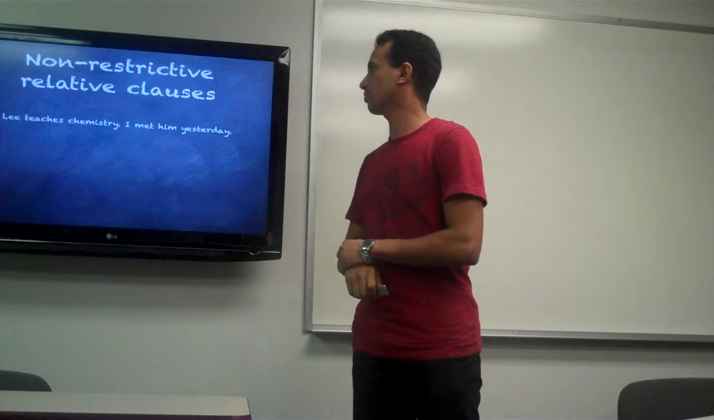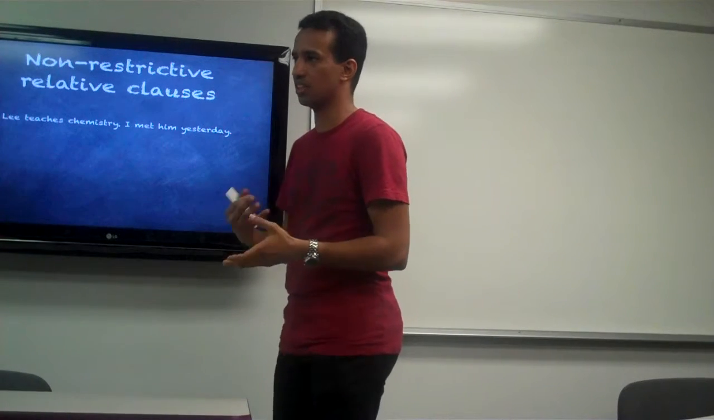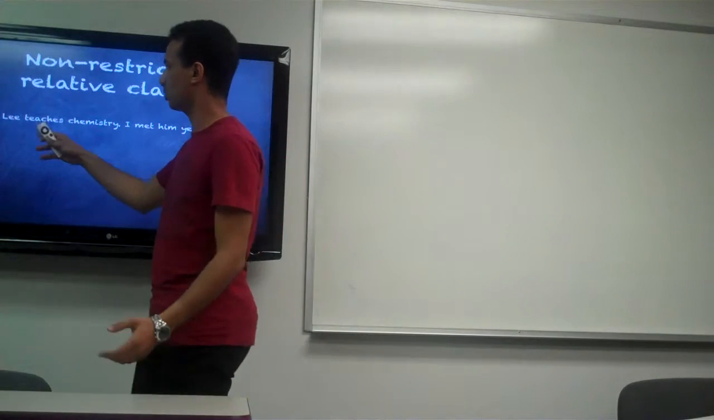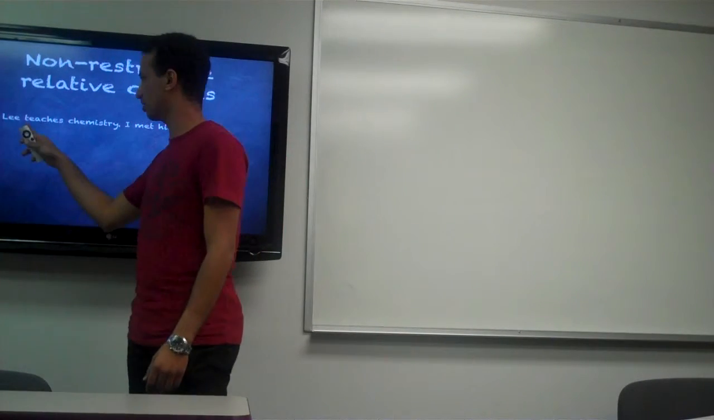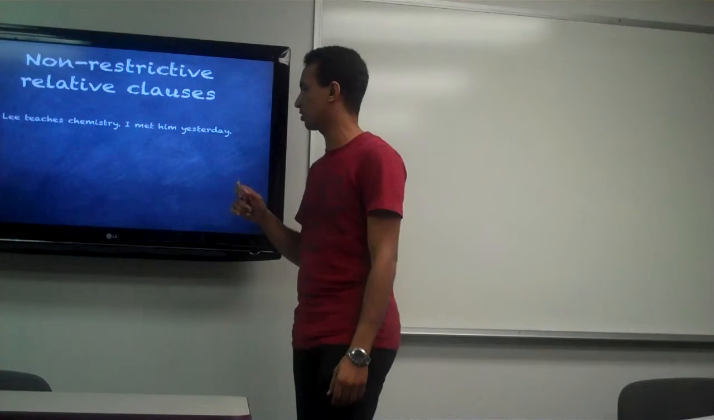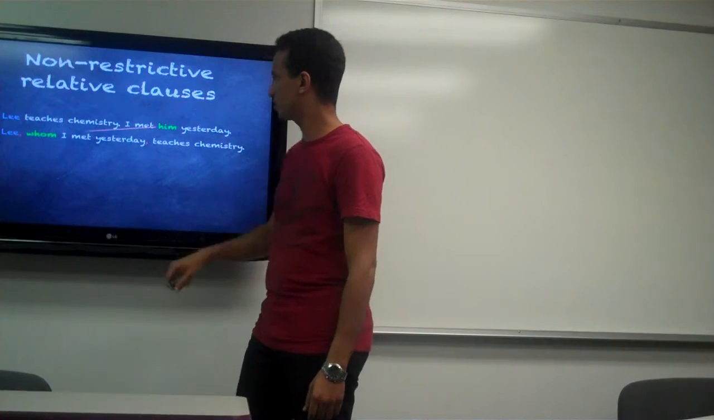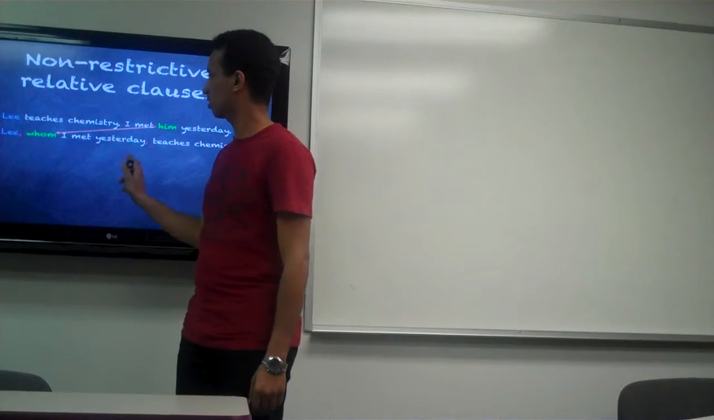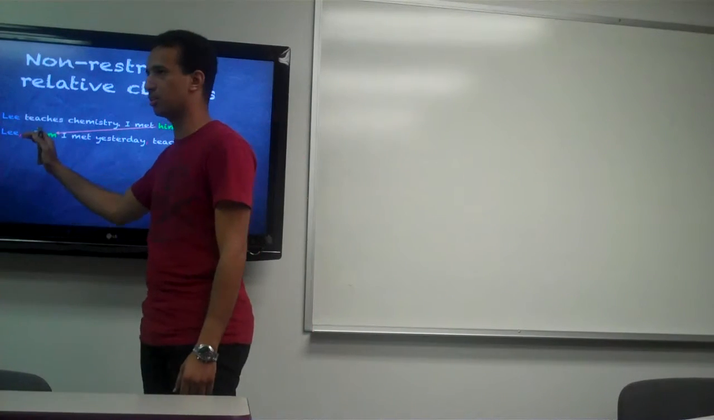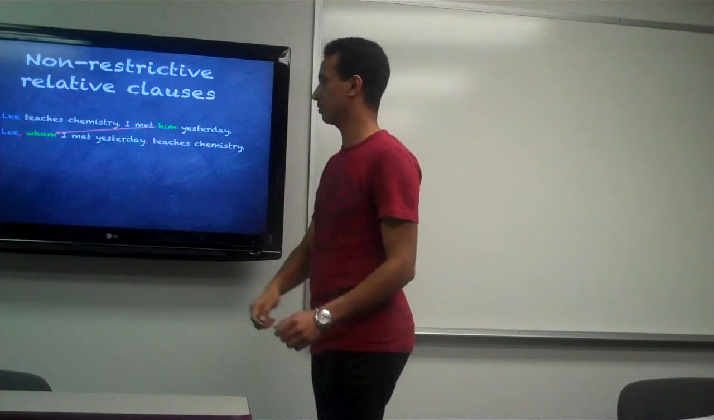Non-restrictive relative clauses are not important to describe the subject or object. Like Mr. Lee, we know Mr. Lee, who teaches chemistry. I met him yesterday. So it's extra information. We can use a comma: Mr. Lee, whom I met yesterday. So it's not important. If we delete it, it's okay. Because of that, we use a comma.